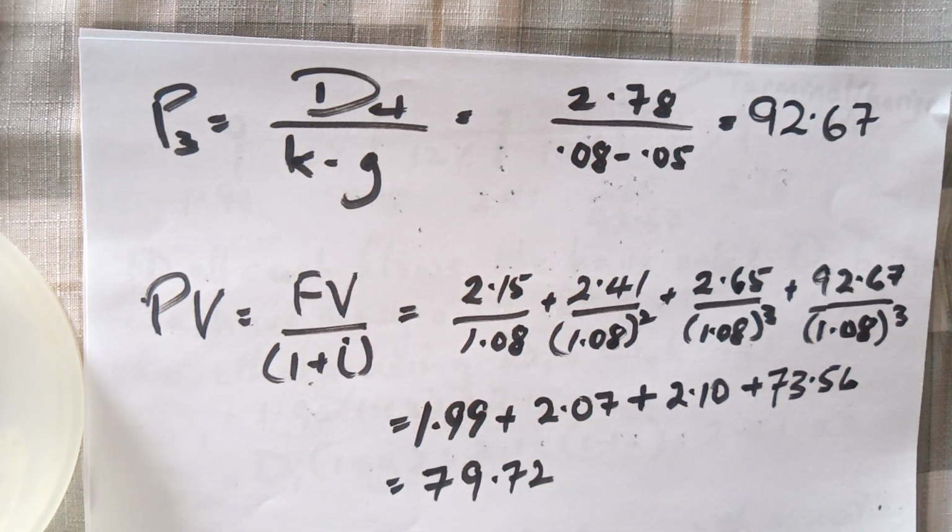And so when we set up this equation, it looks like this. And we calculate P3 using the equation, and we get $92.67. You can do that yourself. So what does P3 represent? This is called the terminal value. And this is the first question they ask you to solve here: find the terminal value. This is it.